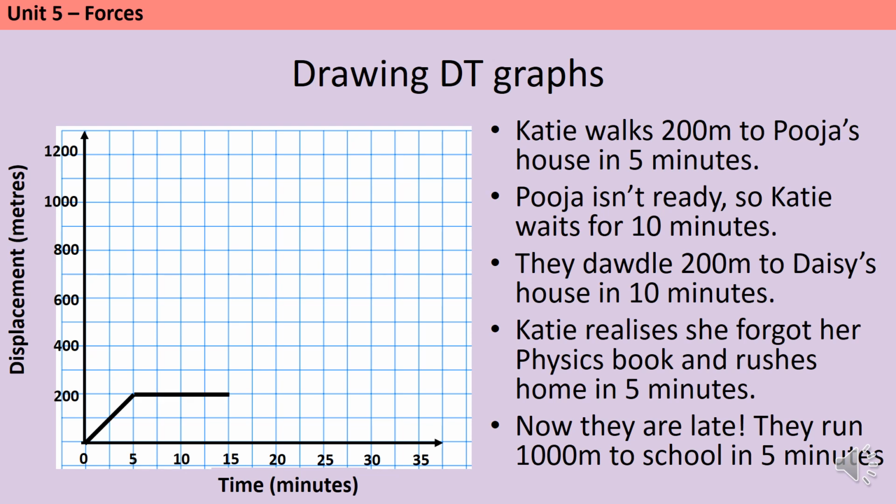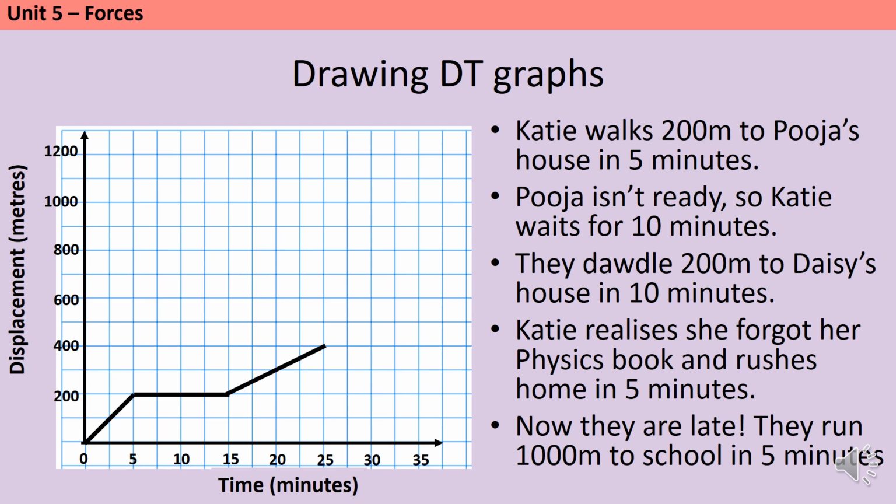They then dawdle 200 metres from Pooja's house to Daisy's house in 10 minutes. So I'm going a further 200 metres away than I already am, so up to 400 metres, and it's taking me 10 minutes more than the point in the story I've got to, so up to 25 minutes.